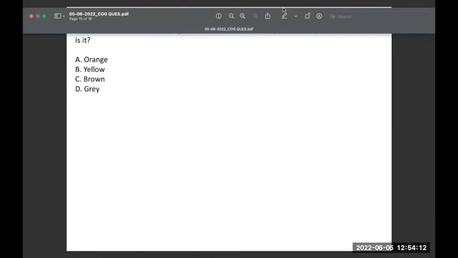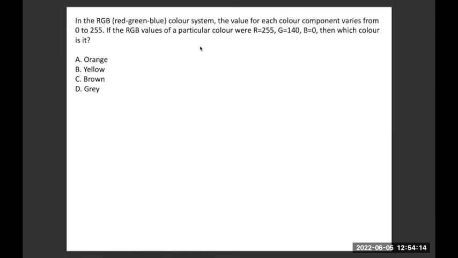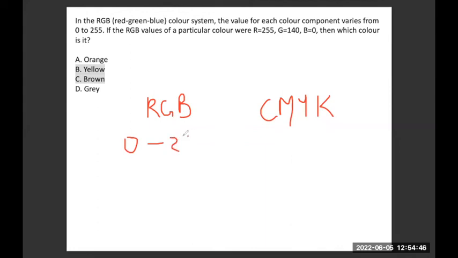Yeah. So there is an RGB system, and then there is a CMYK system. The RGB system, the color system, corresponds to red, green, blue. Literally, you have to take it that way. And the value of each of these color components changes from 0 to 255.